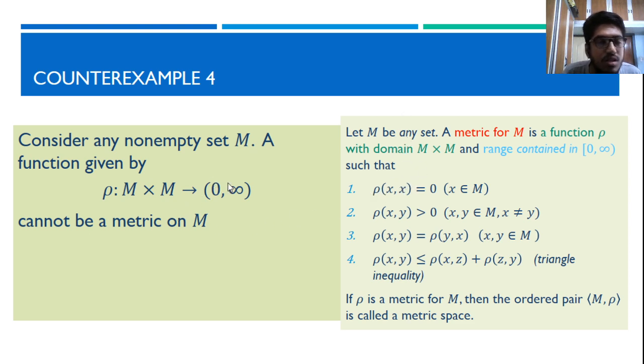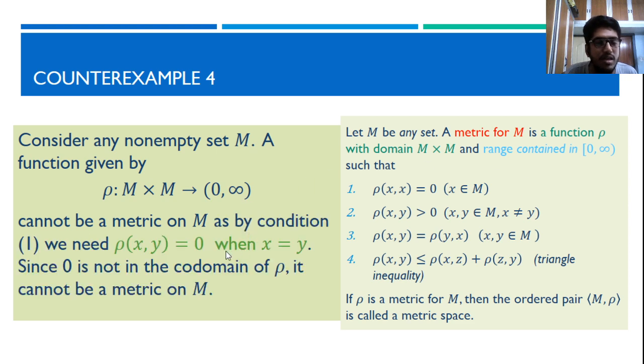0 is not a member of this codomain. But the first condition says rho of x comma x is equal to 0. Rho of x comma x should be 0. Indirectly, though the definition doesn't explicitly demand 0 to be in the range of the metric, with the first numbered condition we are assuring that 0 should be a member of this range, and hence this cannot be a metric.